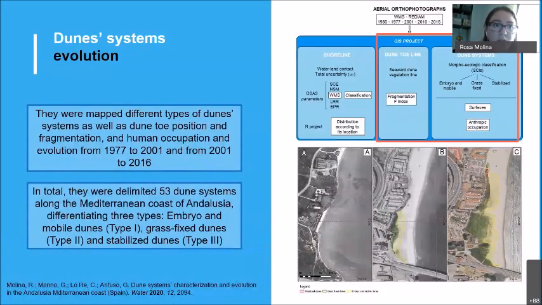Regarding dune systems evolution, different types of dune systems were mapped, as well as the dune toe position and fragmentation, and human occupation and evolution from 1977 to 2001 and from 2001 to 2016. In total, 53 dune systems were delimited along the Mediterranean coast of Andalusia.